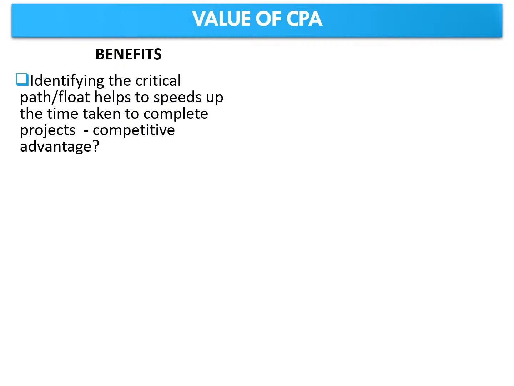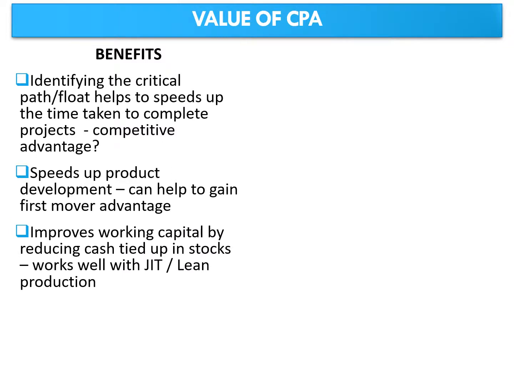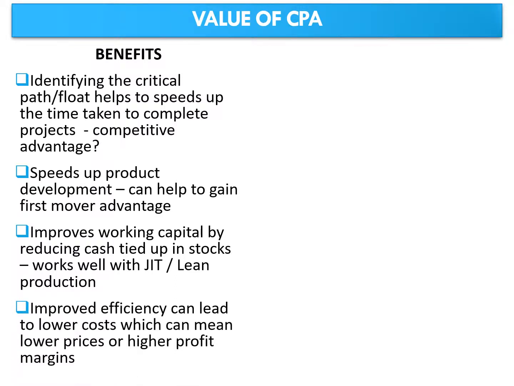And we can perhaps put our best staff, our best resources on those activities to make sure they're completed on time, so we complete the project as quickly as possible, which may be a way of gaining a competitive advantage. If we can bring out new products quickly, we can gain first mover advantage in a market. If we can complete work developing products quickly, this could improve our working capital by reducing the cash that we have tied up in stocks. This system also works very well with just-in-time and lean production. Improved efficiency can lead to lower costs, which can mean lower prices or higher profit margins.